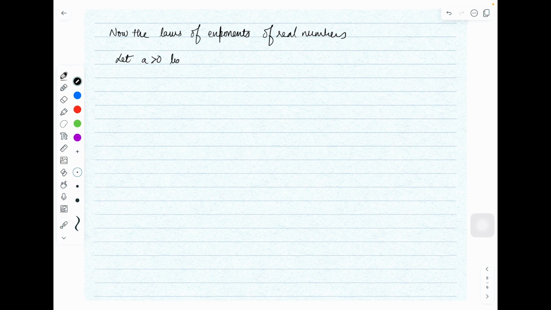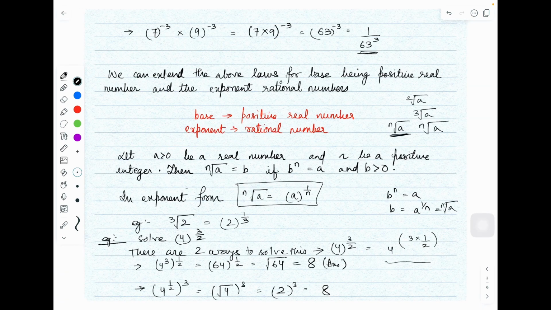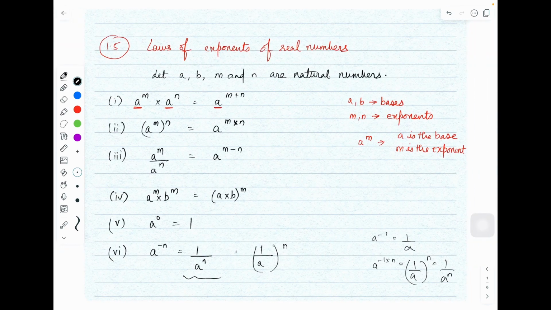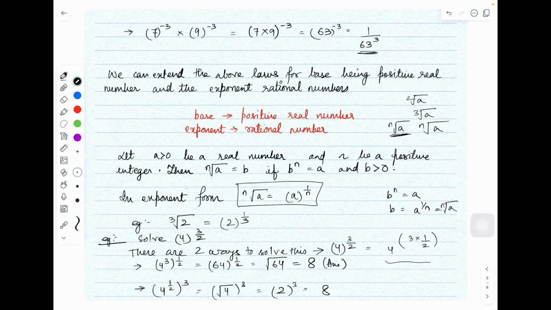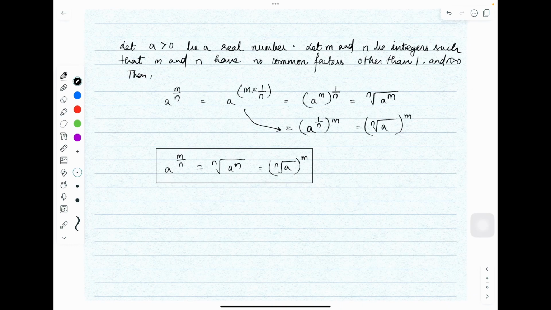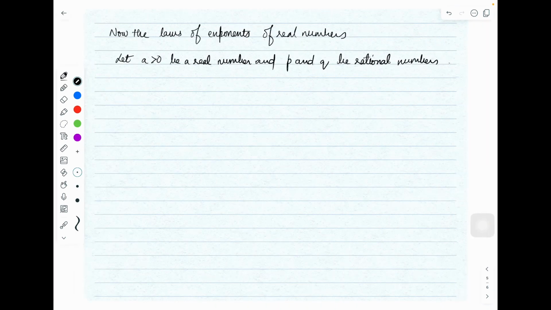Let a greater than 0 be a real number, and p and q be rational numbers. The first part, at the start, the exponents were natural numbers. From natural numbers we went to positive integers only, from positive integers we went to integers, where negative can be there, and from integers we are going to the exponent being rational numbers. So the laws will remain the same.